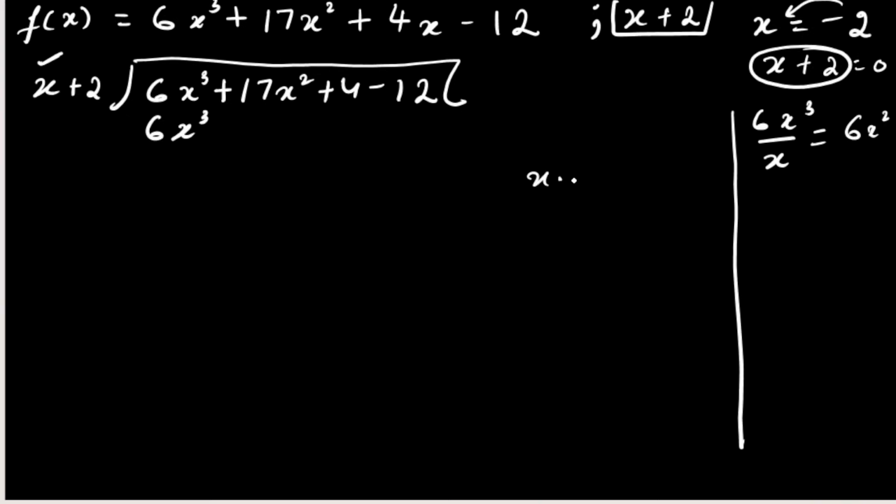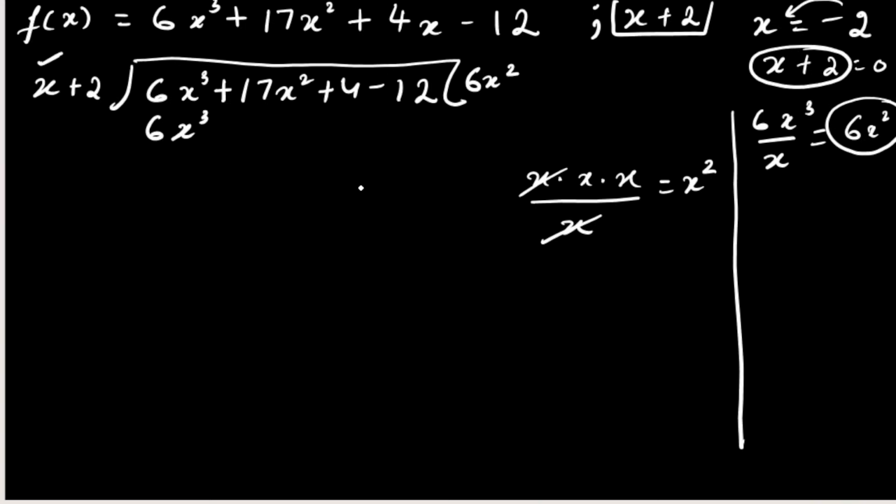See, x cube means what? x into x into x. If you divide x cube by x, x and x will get cancelled. So here you are left with x square. That is how, when you divide 6x cube by x, you will get 6x square. So this 6x square you write here in the quotient space.